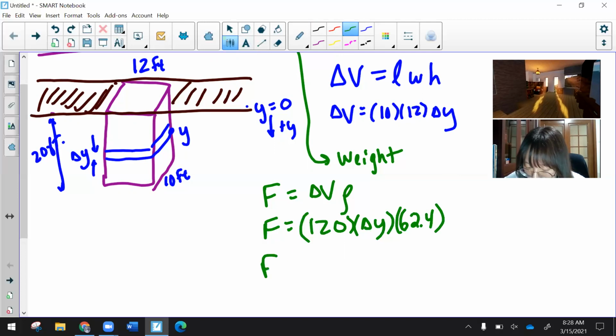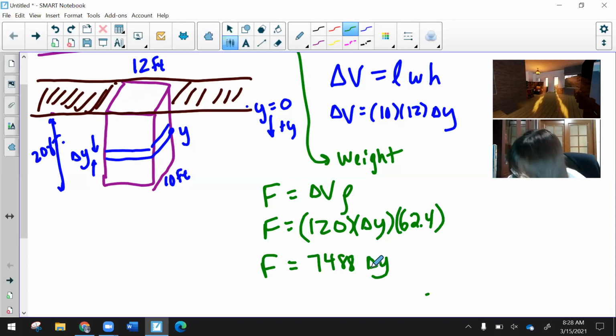And what do we get for our force then? Somebody could multiply that out first. 120 times 62.4. Agni, what do you got? 7,488. Okay, so 7,488 times delta y.